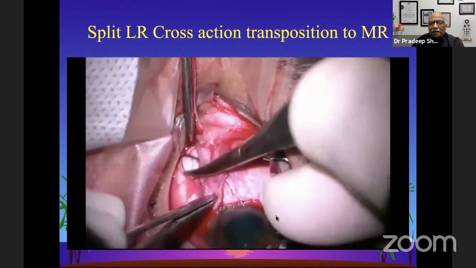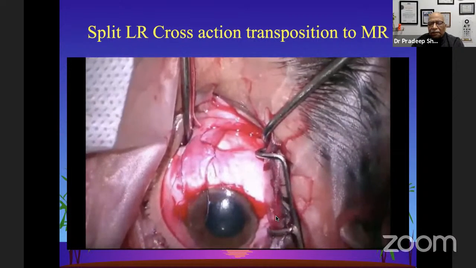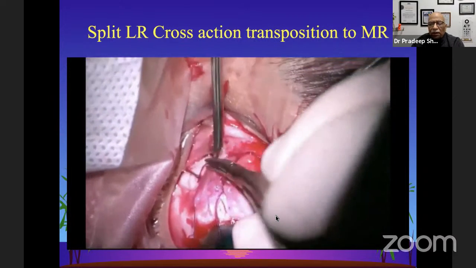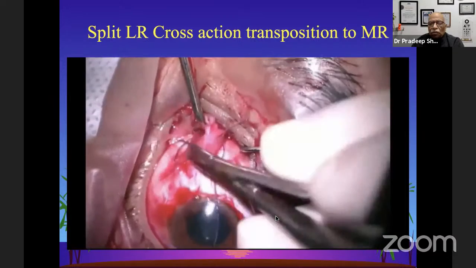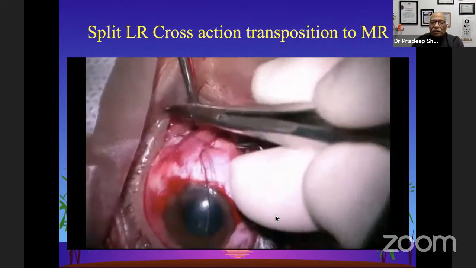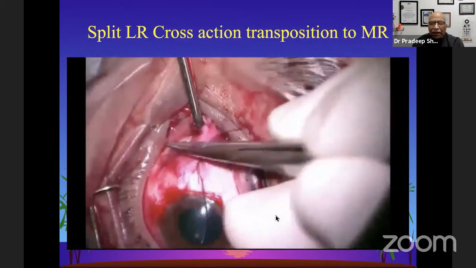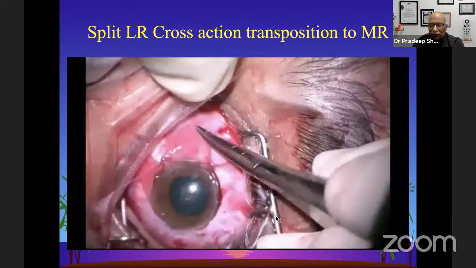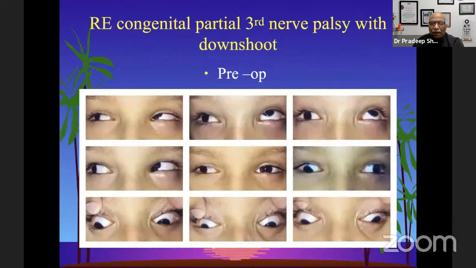So this is how a cross section LR to MR has been done. And this gives you a very desirable effect of correcting the large exo. And not only the exo, it is also giving you the adduction, because now you have the adduction coming at the right time rather than coming at the wrong time in synergistic divergence.